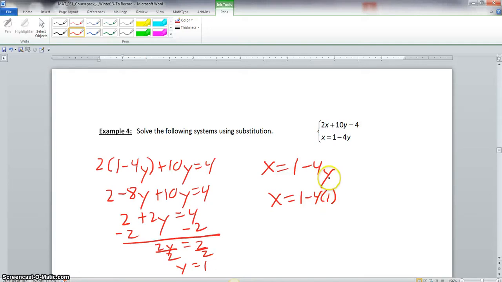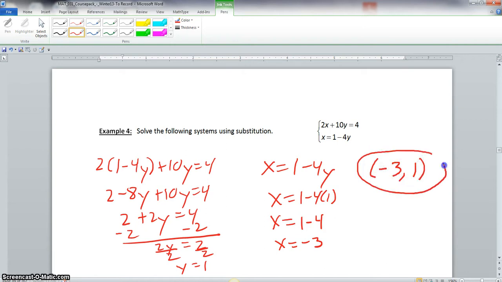And we substitute in 1 for y. Now we have x is equal to 1, a minus 4 times 1 is a minus 4. 1 minus 4 is a negative 3. So an ordered pair will be negative 3, 1. And that is our answer.